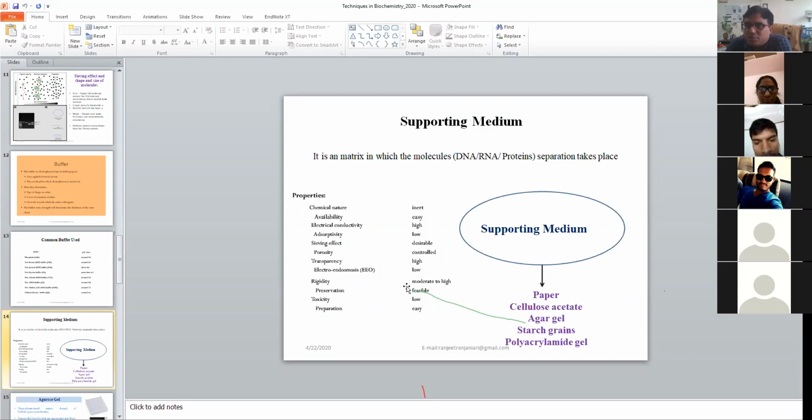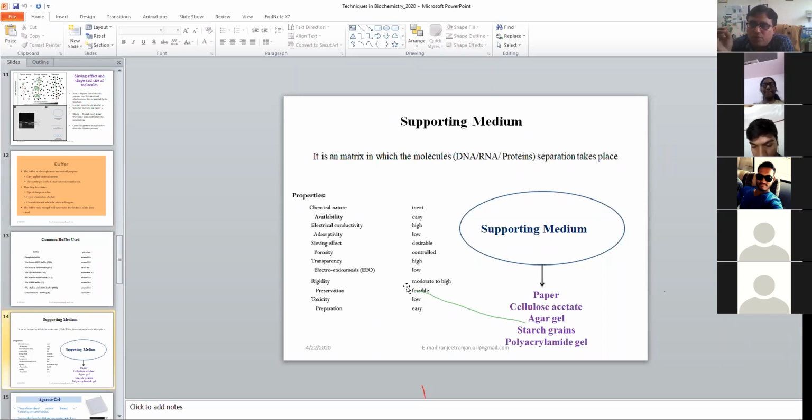Whatever matrix or supporting medium you are going to use, its chemical nature should be inert. It should not react with the molecule which you are going to separate. It should be easily available. It should have a high electrical conductivity. Adsorption should be low, so that when you are loading your particle, it should not adsorb on the surface of the matrix. Then it should have a desirable sieving effect.